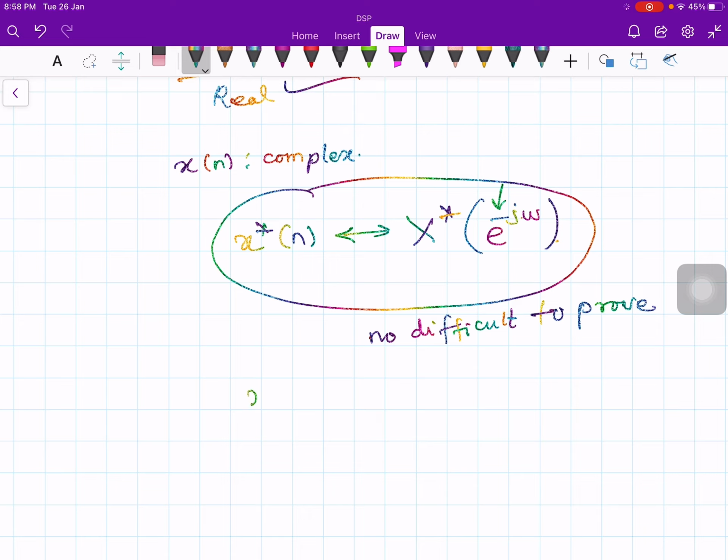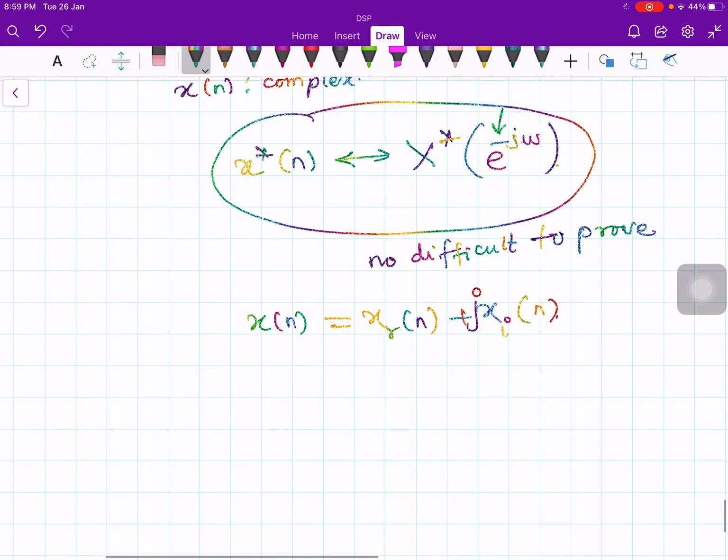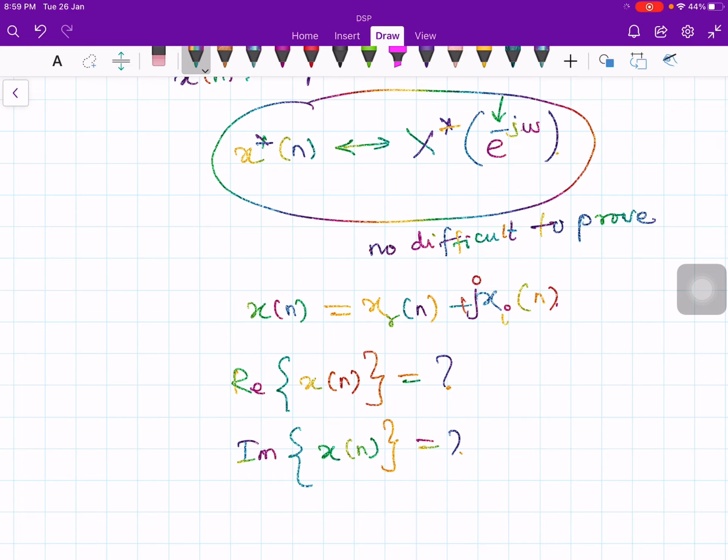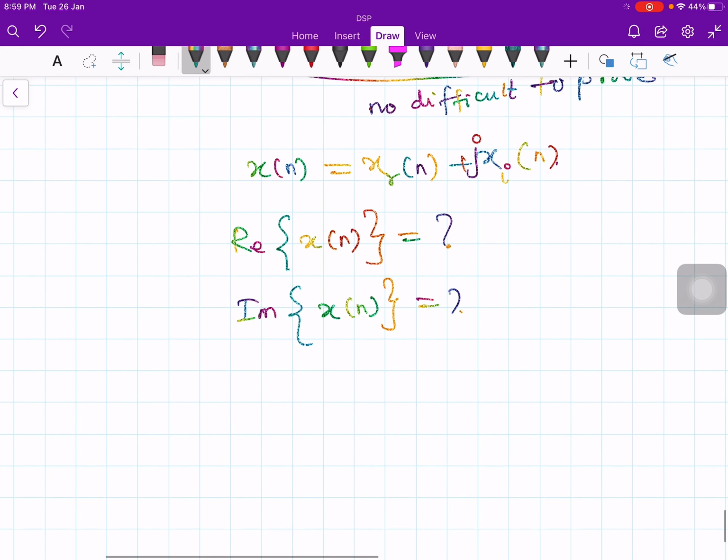Okay, as I said, if x of n is complex, then it has real part of x of n plus imaginary part of x of n, j times I of n. Now the question is, what is the discrete time Fourier transform of the real part of x of n? What is the discrete time Fourier transform of the imaginary part of x of n? How can you do that? This is also very easy to prove. How do you find out the real part of x of n?